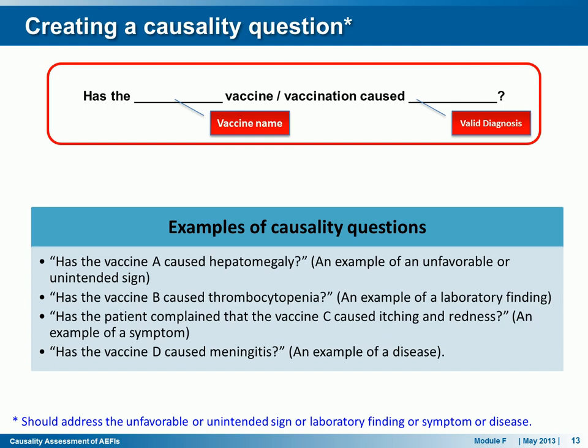So the examples of these causality questions are actually given here. Like you can say, has this particular vaccine caused hepatomegaly, which is a sign, or has another vaccine caused thrombocytopenia, which is a laboratory finding, or has a vaccine caused itching and redness, which is an example of a symptom, or has a vaccine caused meningitis, which is an example of a disease. So this is crucial before we start off with going for the causality assessment.